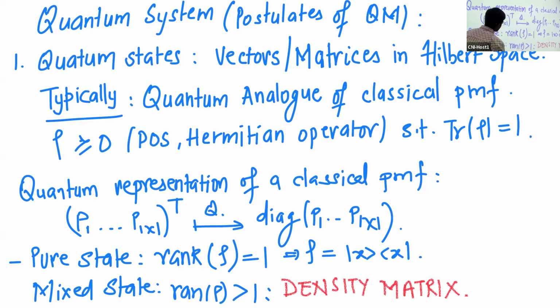A state is known as a mixed state if its rank is strictly bigger than 1. I call the matrices with rank strictly bigger than 1 density matrices, and the matrices with rank equal to 1 pure states. That is the terminology that we will follow. It doesn't make much of a difference what I call it, but the essential property that I want is that it should be positive semi-definite and its trace should be 1. So this is the first postulate of quantum mechanics.